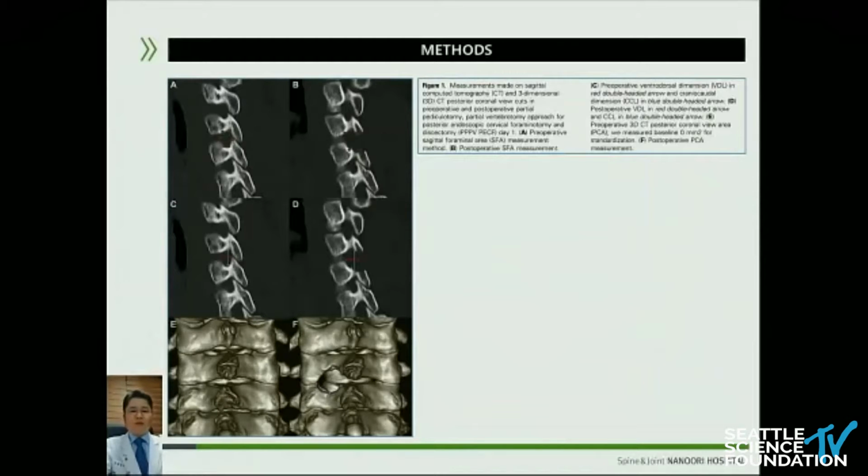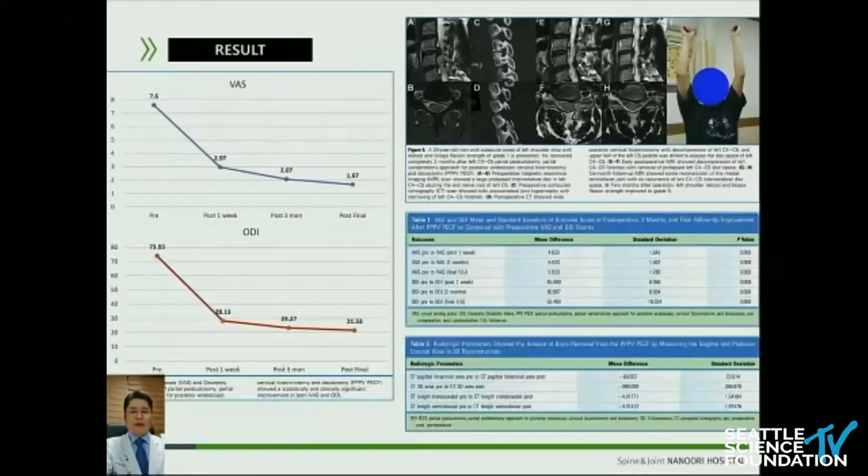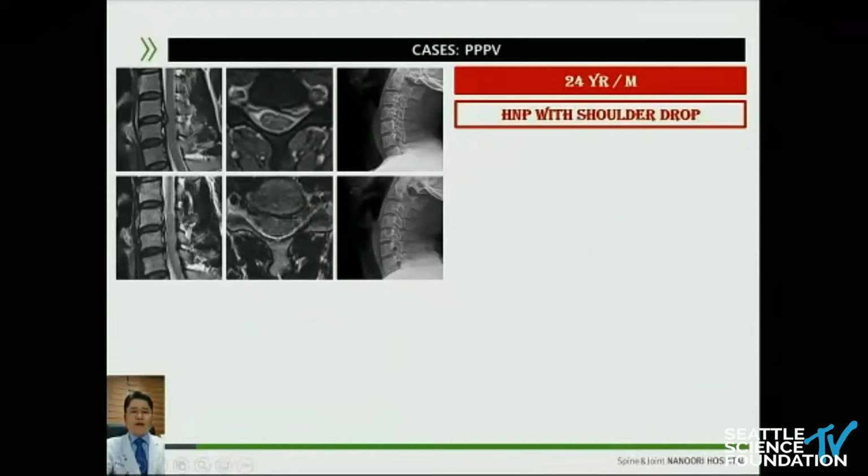Postoperative CT images show that the foramen is enlarged and a part of the pedicle is removed after partial pediculotomy and partial vertebrotomy. However, this does not affect cervical stability. In the results, it was possible to confirm a lot of improvement in the VAS and ODI. Postoperative CT also confirmed that the foramen was sufficiently dilated. Now let's look at some cases.